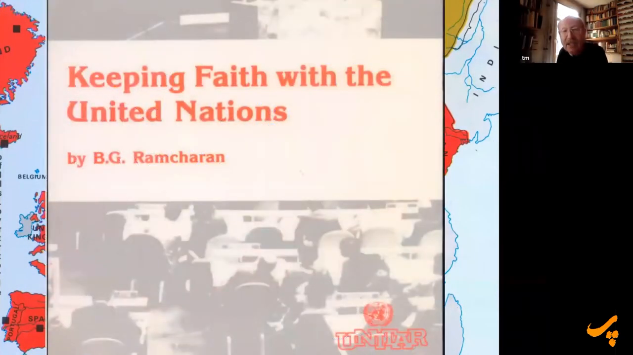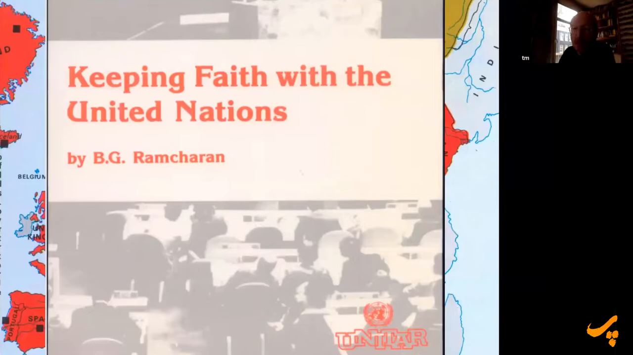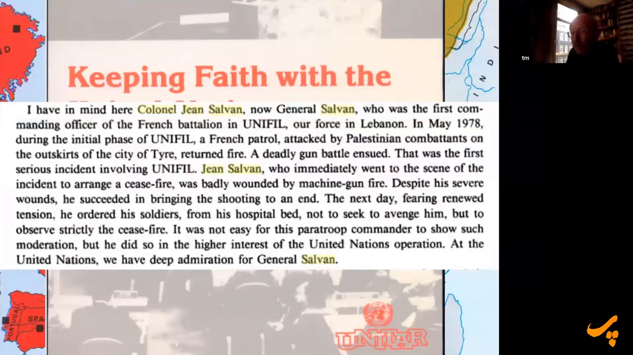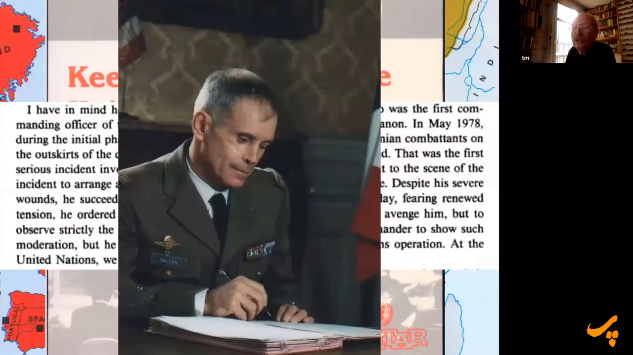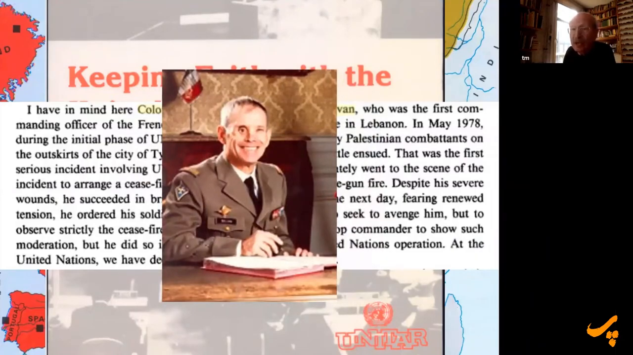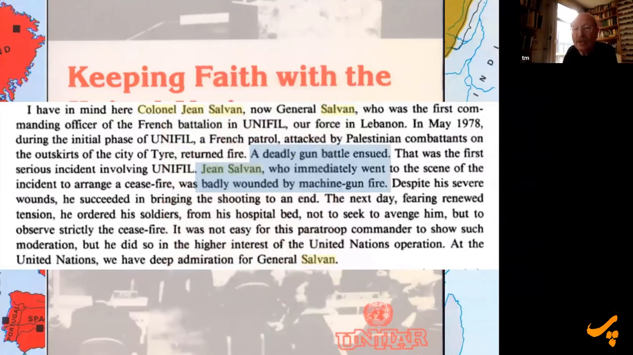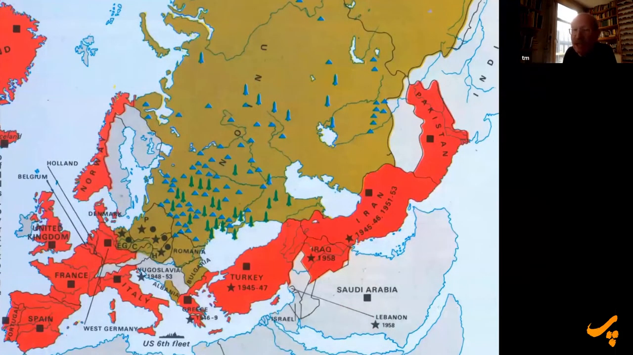Another issue was that the Israelis had claimed that they had cleared the whole area from their border up to the first river, where the UN was going to operate. But in practice, this was not true. They had failed to clear it, and the French, who tried to clear it, got into serious problems with the Palestinians. Their battalion commander was seriously injured, lost one eye, as you can see in this photo taken later. And here is a description of that deadly gun battle where Lieutenant Colonel Jean Salvan was badly wounded by machine gun fire. The French pulled out. So French crack troops pulled out.